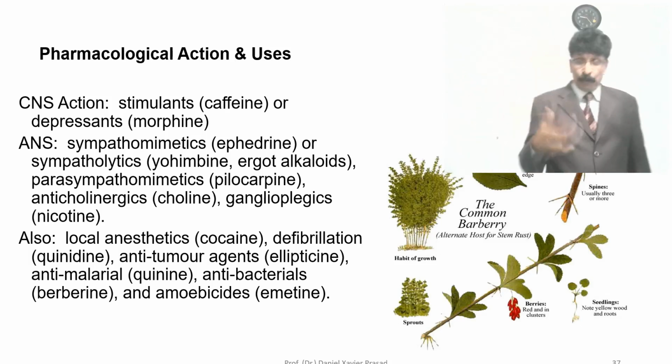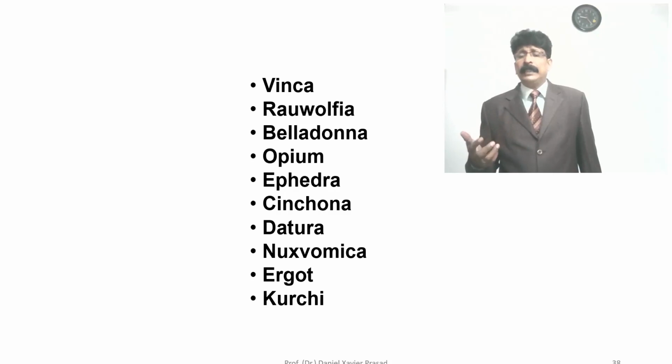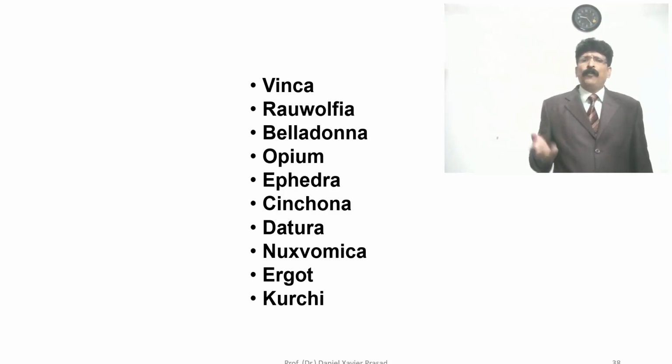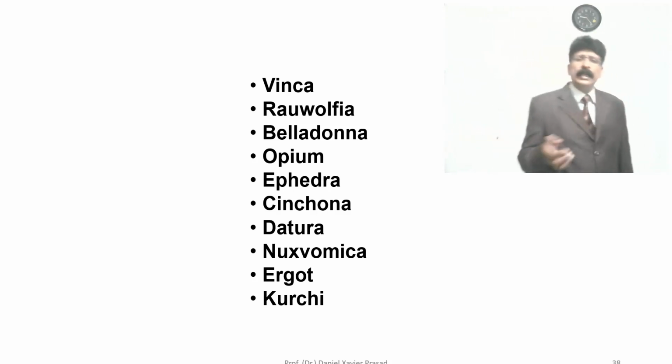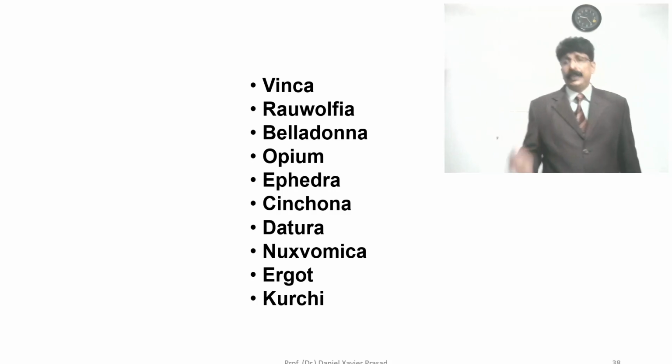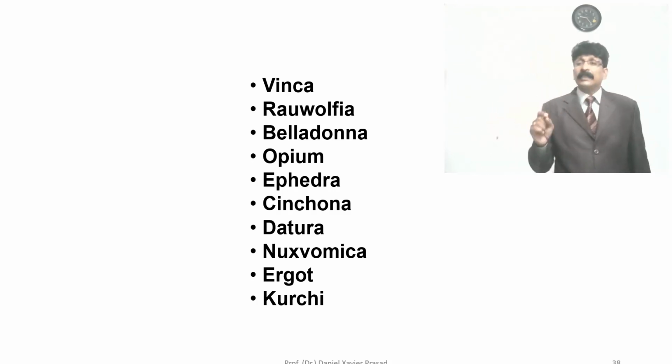most of the names. Listening is very important, and writing, and we have to see all these alkaloids. There are many, but selected alkaloids like vinca, rauwolfia, belladonna, opium, ephedra, cinchona, datura, nux vomica, ergot and kurchi. Some of these alkaloids we will discuss in the next class.